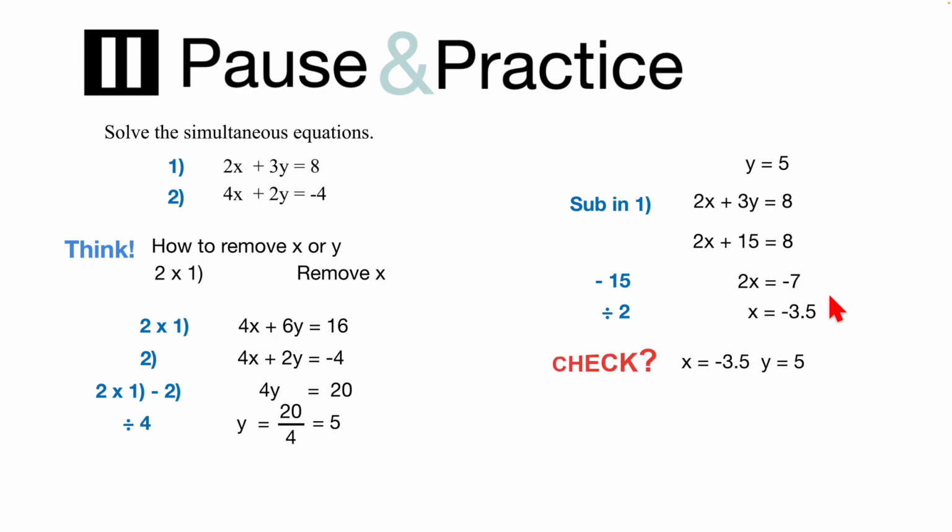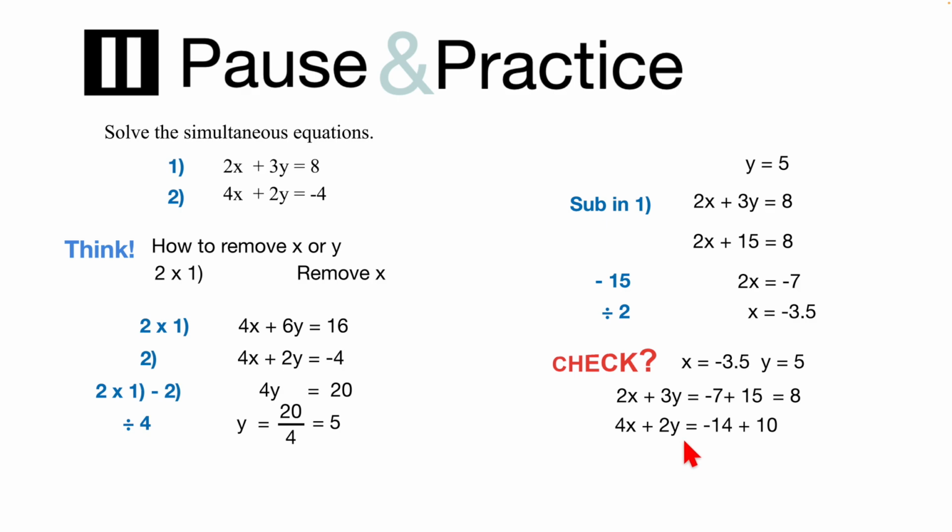And of course I want to check it. X equals minus 3.5 and y equals 5. Plug it into the first equation. 2x plus 3y equals 8. 2x times minus 3.5 is minus 7. The 3y again is 15, and that is equal to 8. Excellent. The second one's more challenging.